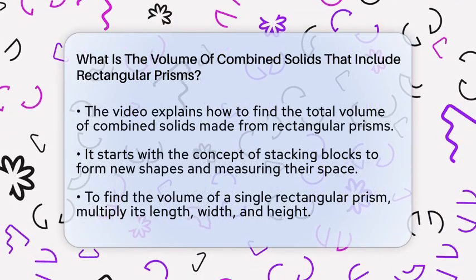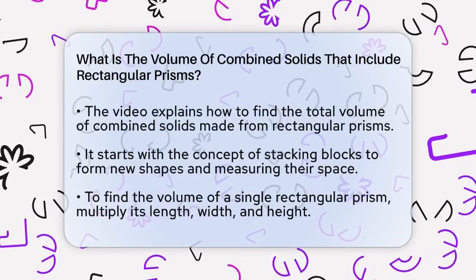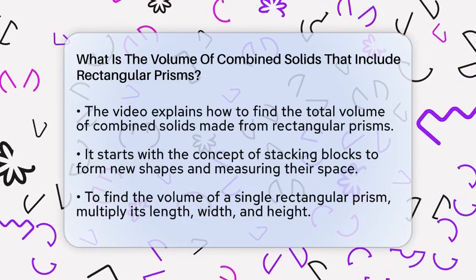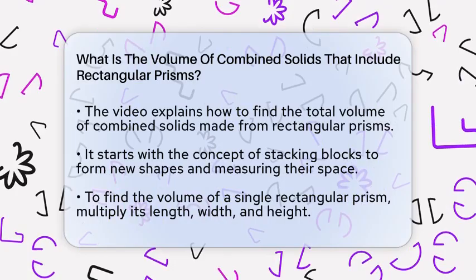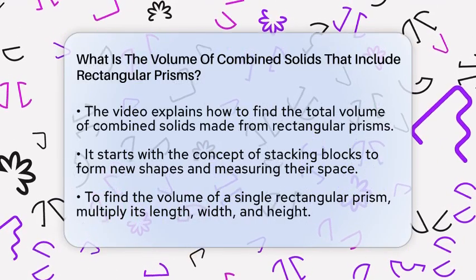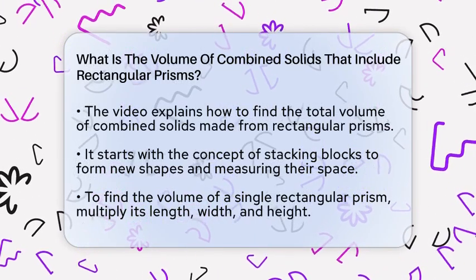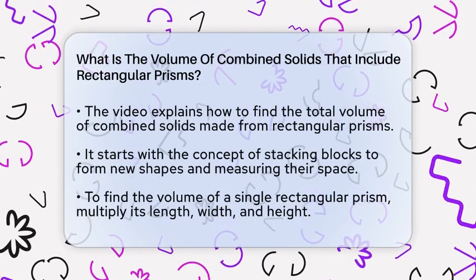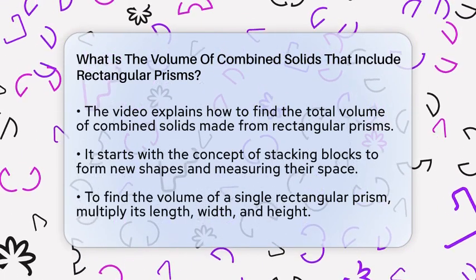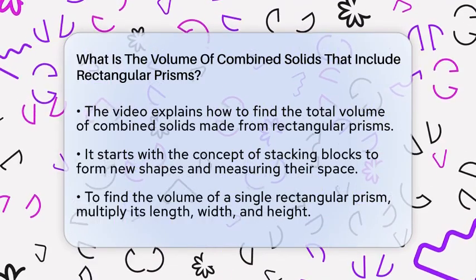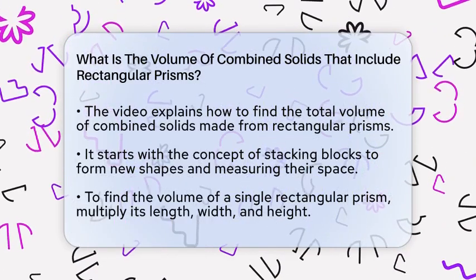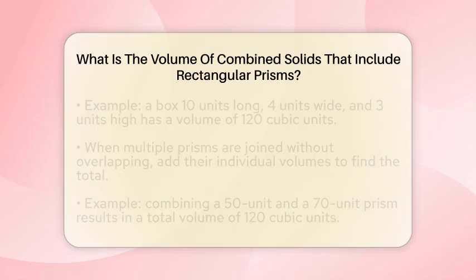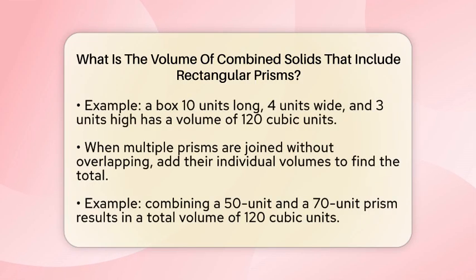When you have a shape made from more than one rectangular prism, the key is to find the volume of each piece first. Remember, a rectangular prism is a box shape with 6 rectangular faces. To find its volume, you multiply its length, width, and height. For example, if a box is 10 units long, 4 units wide, and 3 units high, its volume is 10 times 4 times 3, which equals 120 cubic units.